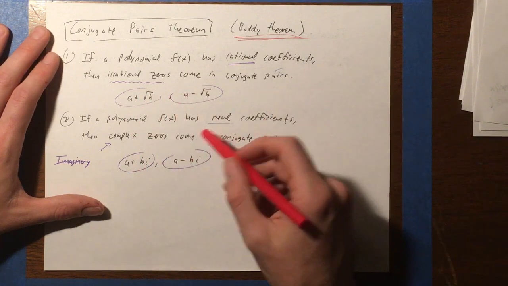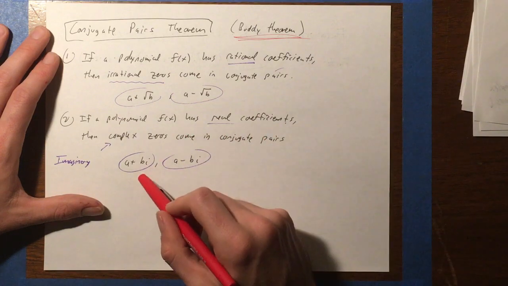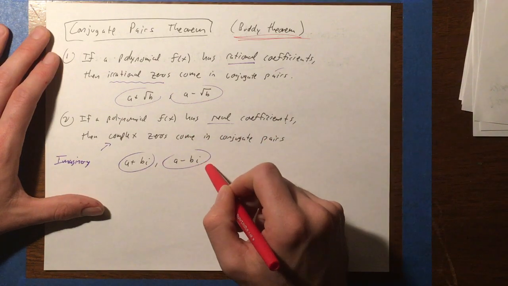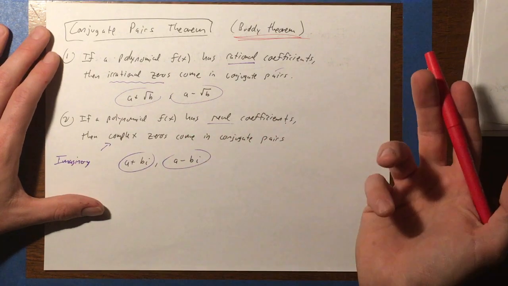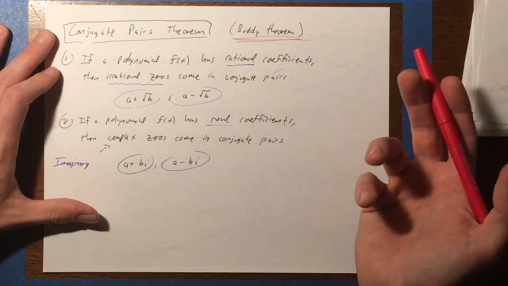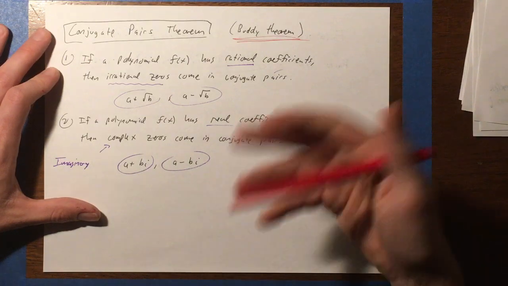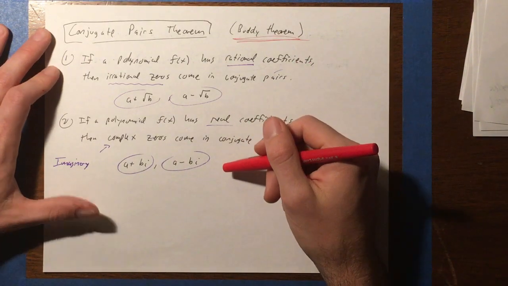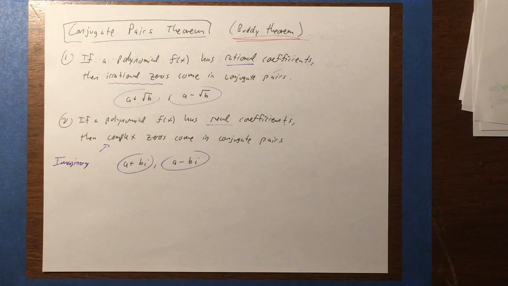And similarly, if it's a party for real numbers and you're a complex number, you want to go to that party with your buddy. So that's how I like to think about this. That's kind of a nice way to remember that these things always have to come in pairs with one another. So let's look at an example.